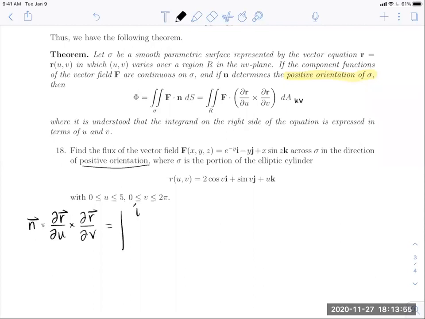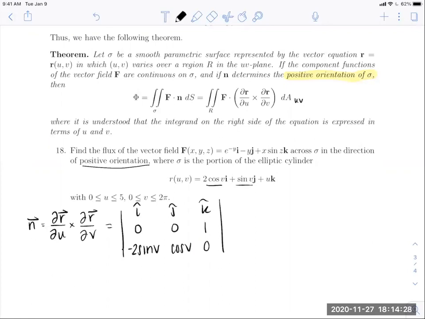All right, so I'm going to set up my i, j, k across the top. Let's take the partial of r with respect to u. Notice in these first two component functions, there are no u's, so that becomes 0. And then, of course, the last component function, its partial is 1. And now let's take the partials with respect to v. So the partial of cosine is a negative sine. Partial of sine is cosine. And the partial of u with respect to v is 0.